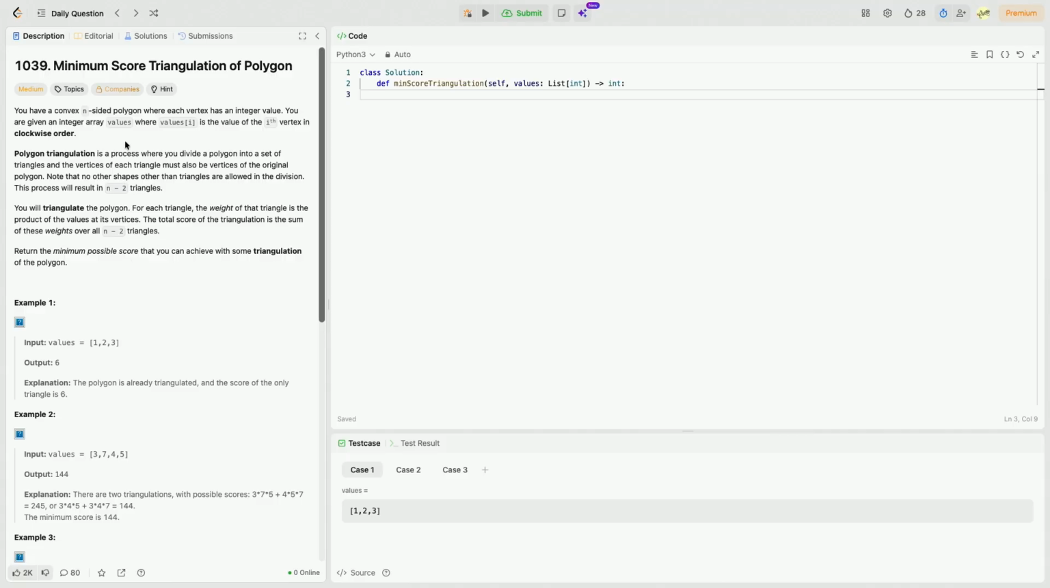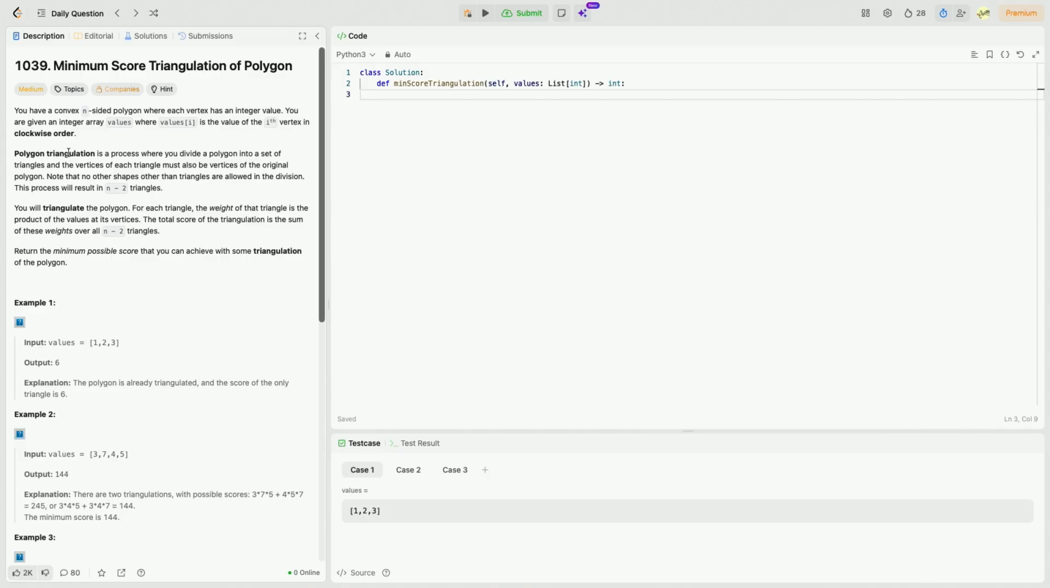We have a convex n-sided polygon where each vertex has an integer value. You are given an integer array of values where the ith value is the value of the ith vertex in clockwise order. Okay. So it's like a circle consisting of points, I suppose.